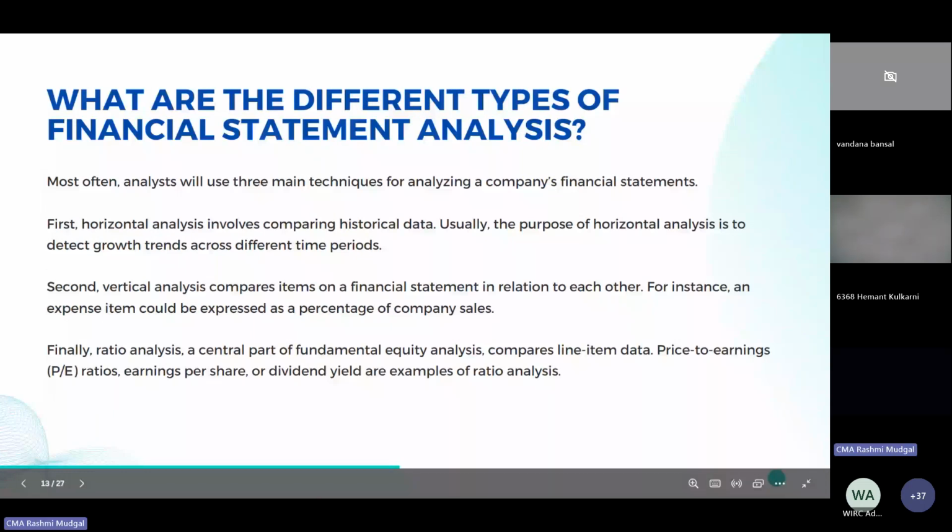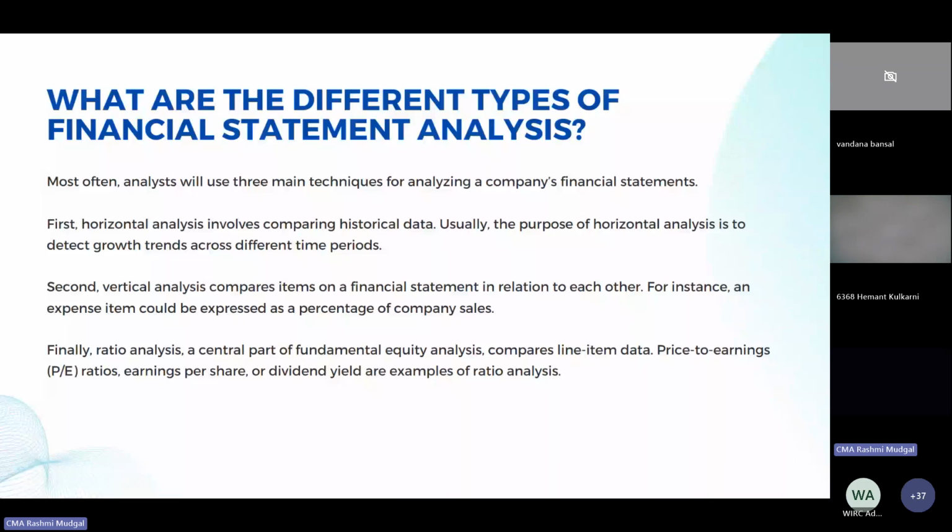What are the different types of financial statement analysis? Okay, most often analysts will use three main techniques to analyze the financial statement, which are horizontal, vertical, and finally ratio analysis. Horizontal, we all know, is across different time periods. Vertical, what they do, is look at the financial statement in relation to each other. For instance, an expense item could be expressed as a percentage of the company's sales. Okay. Finally, in ratio analysis, they compare line items such as price to earnings, earnings per share, or dividend yield. These are examples of ratio analysis.